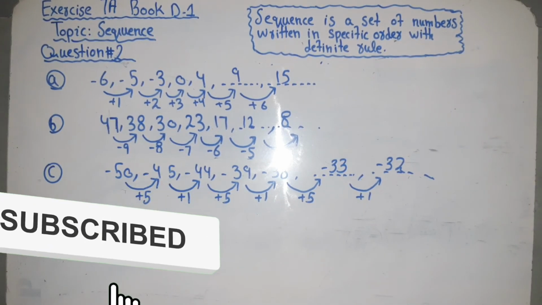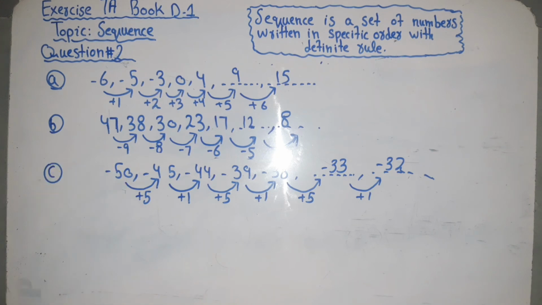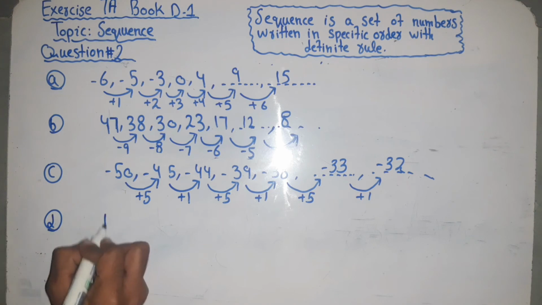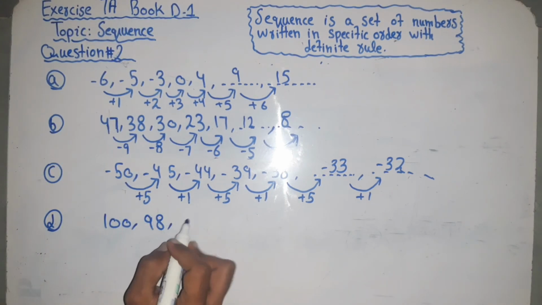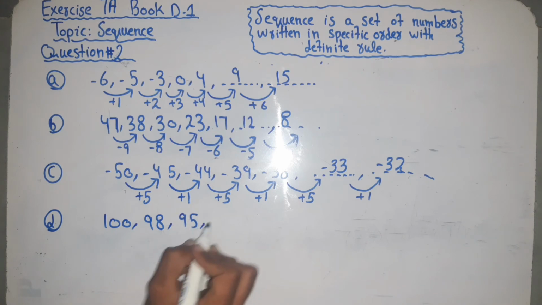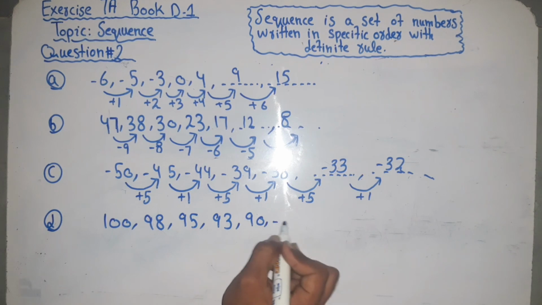I hope you understand this question. So in part D we have 100, 98, 95, 93 and then again 90 and then so on.